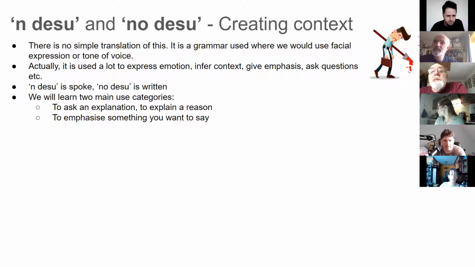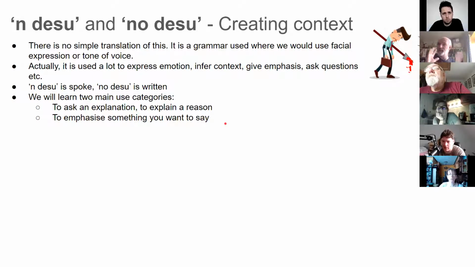Okay, so before we start off, let's give some kind of context to these two categories. The first one, to ask an explanation, to explain a reason. I've actually already used the one with Toby. If I went up to him and said, where are you going on holiday next year? Then we can use "ndes" instead to infer some context by just changing the structure of the sentence.